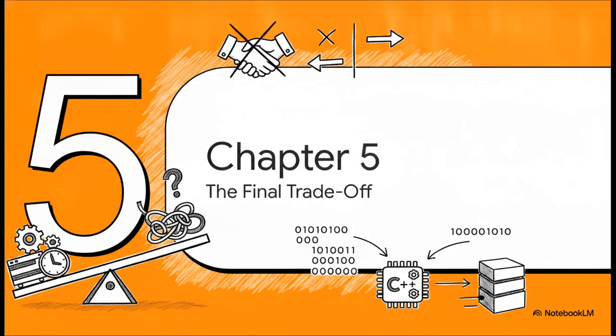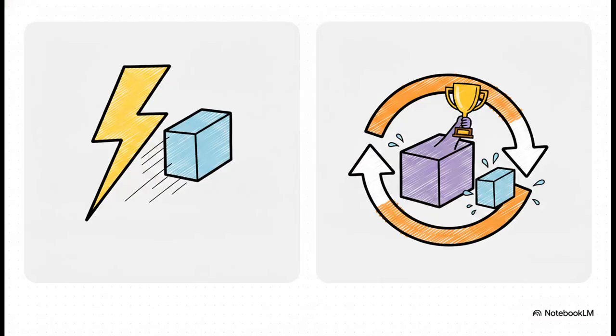But there is a catch. Chapter 5, the final trade-off. Like everything in computer science, there's no free lunch. The tail call trick is genius, but it's not a silver bullet. For a single isolated pushback, it absolutely wins. Zero stack frame overhead. But what if you put that pushback inside a loop? Well, suddenly the script flips.